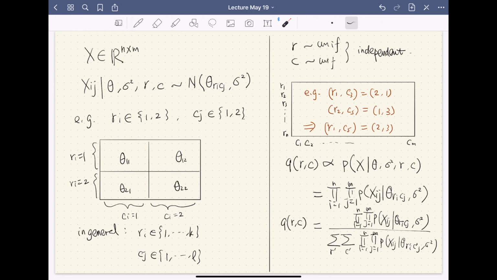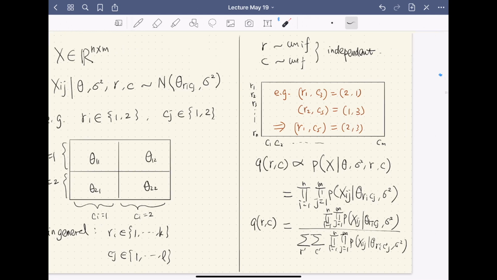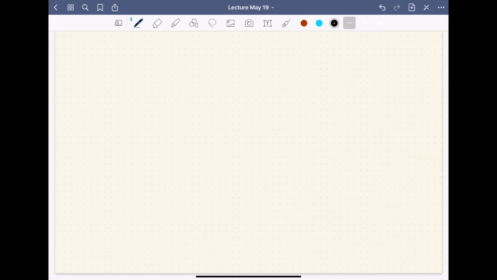Okay, so briefly, that's all for the homework. So now let's start the lecture. Let's talk about today's topic, Bayesian model selection.